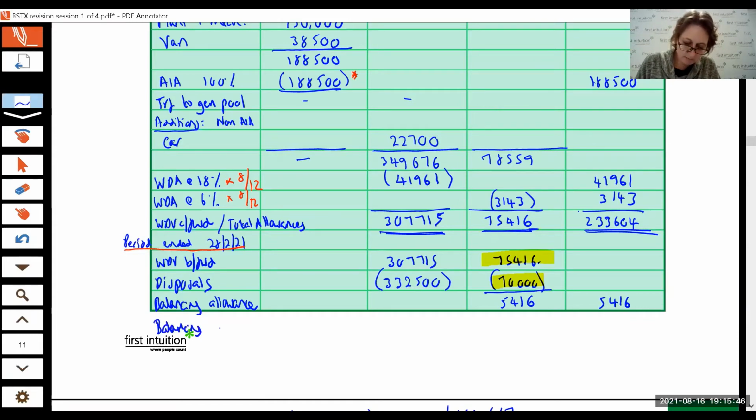Then they look at our general pool and they say, so the assets in your pool were worth 307715. We've seen now that you've disposed of them for more than that. You sold them for more than they were worth, you've effectively made like a profit on sale. So we've given you too many allowances now. We want to get some of those back. So we would claw back a balancing charge. I should have had some brackets there.